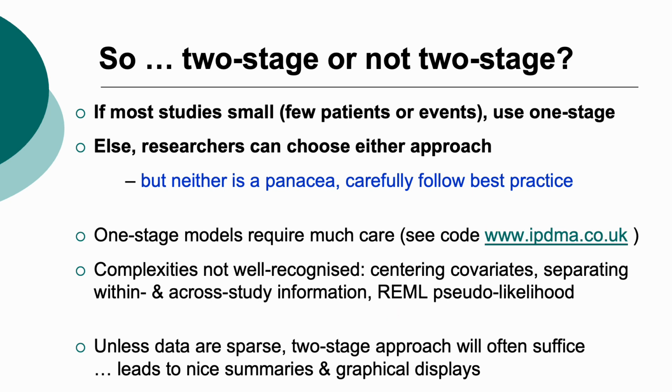If data are not sparse, then usually I would say just use the two-stage approach. For example, using IPD meta-analysis data, it's going to give you nice summaries using methods that are well known that you're probably used to using in the second stage, and nice graphical displays like forest plots and funnel plots and things like that. So that would be my recommendation.